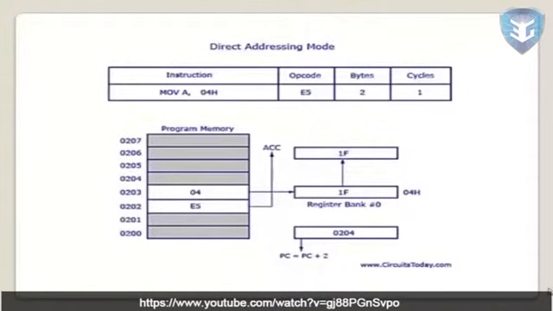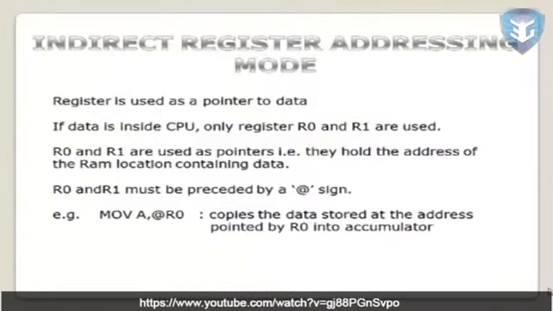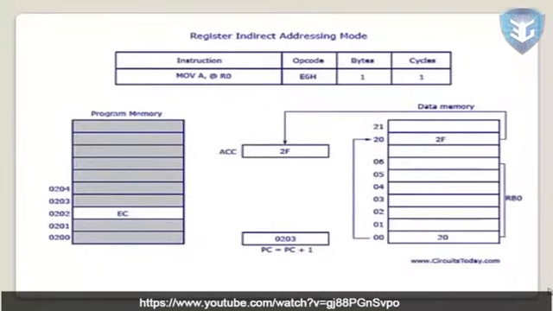The next addressing mode we are going to discuss is indirect addressing mode. Here, a register is used as a pointer to data. The register holds the address of the RAM location containing data. The @ sign before a register indicates that the register is used as a pointer. For example, here register R0 stores the value 20H. Using this instruction, the value stored in the memory location 20H is copied to the accumulator. As you can see, the accumulator contains 2FH, contained in 20H.